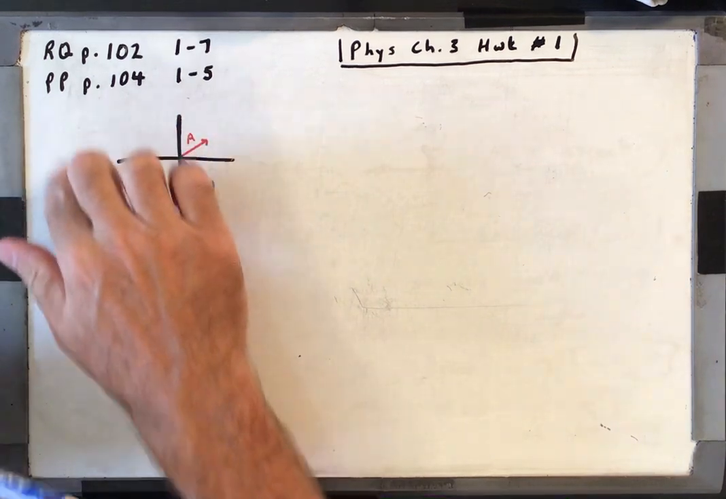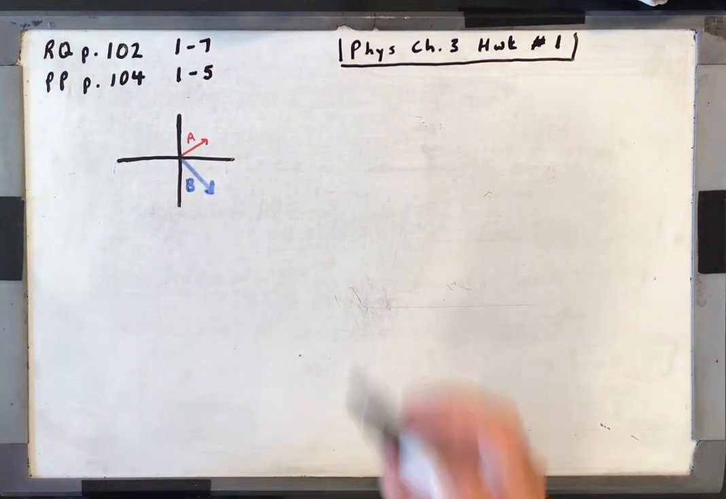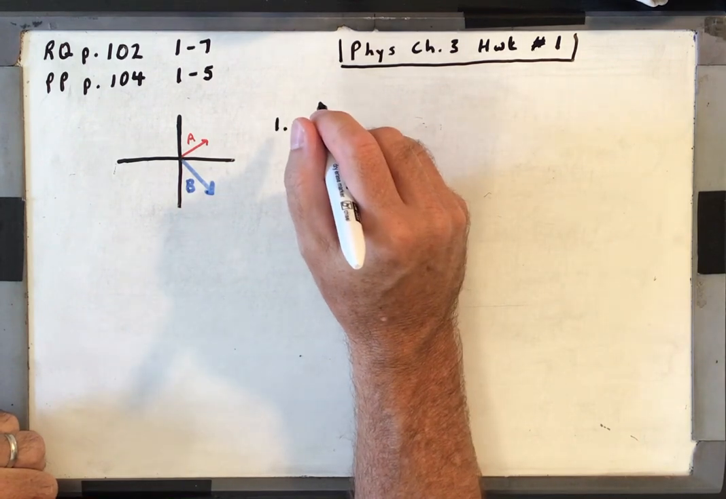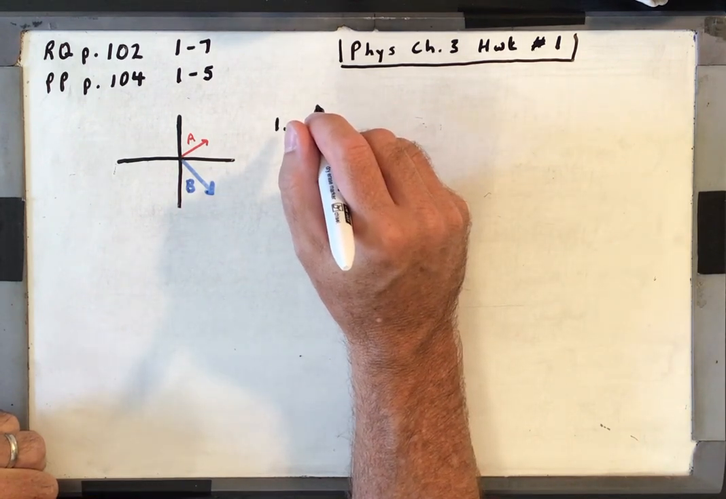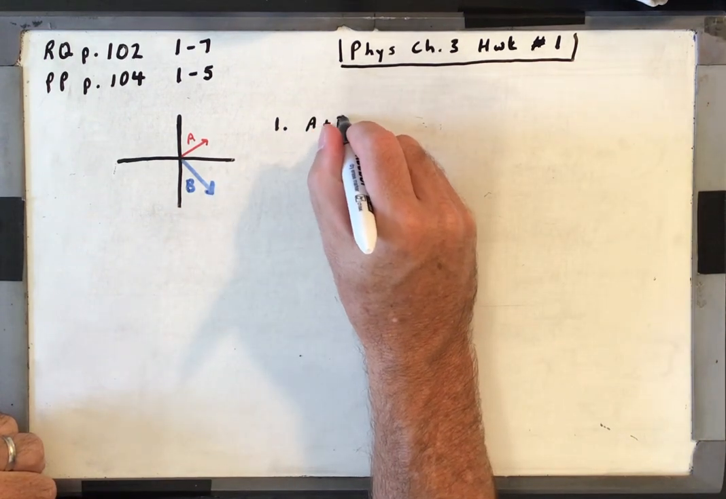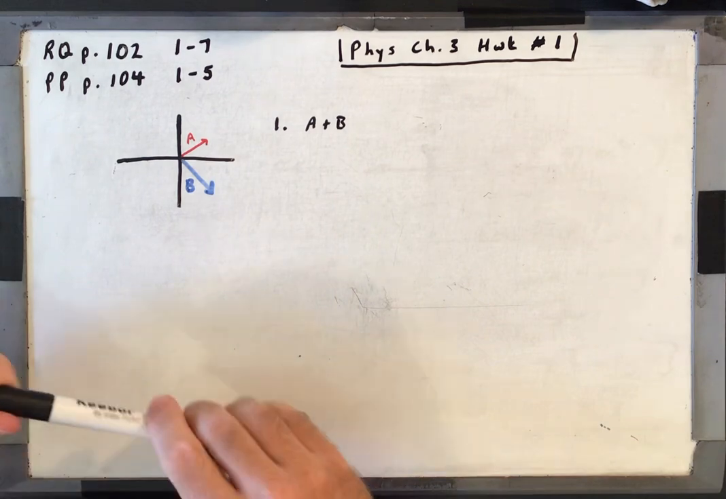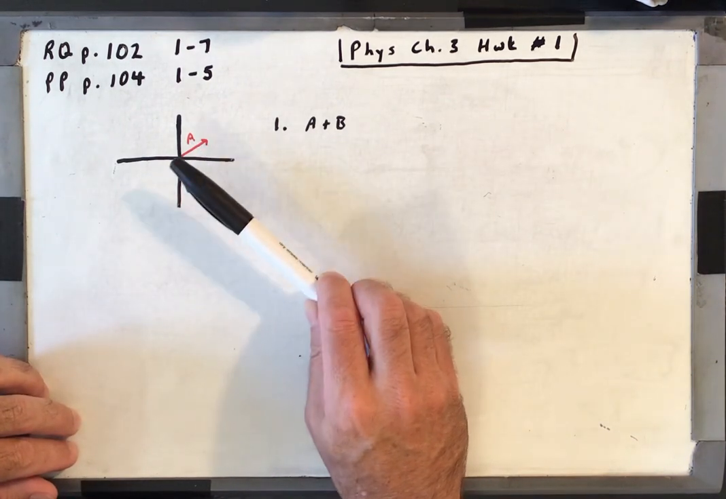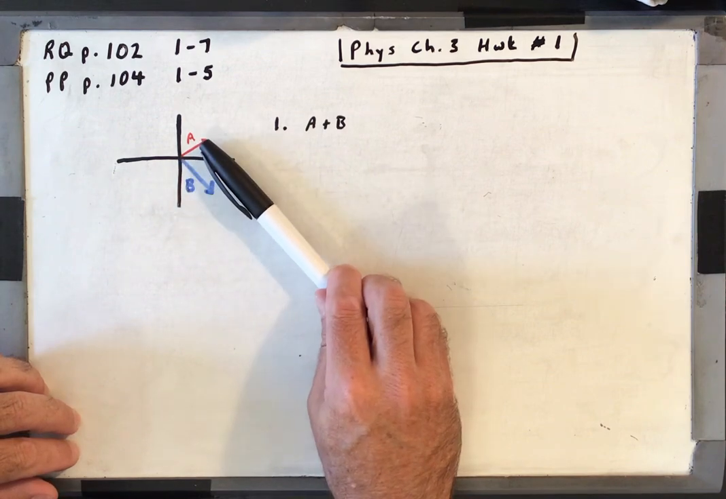In number 1, we want to do A plus B. We want to add them. So what you do is you take the second vector, which is B, and slide it to the arrowhead, so slide the back of B to the arrowhead.